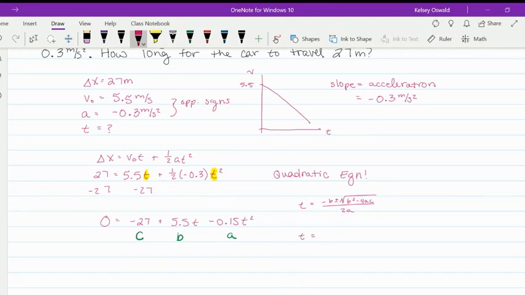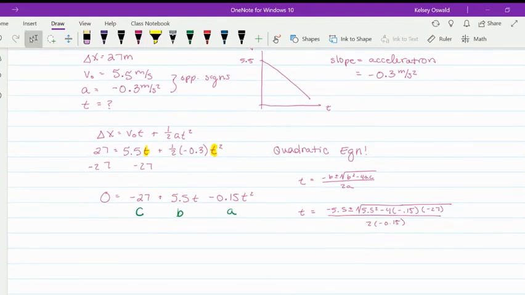Okay? So with that in mind, we can plug these values into that quadratic equation. And we should get t is equal to negative 5.5 plus or minus the square root of 5.5 squared minus 4 times negative 0.15 times negative 27, all over 2 times negative 0.15. Okay. When we plug this in our calculator, we're going to end up getting two answers. We're going to have that t is equal to 5.84 and 30.83.